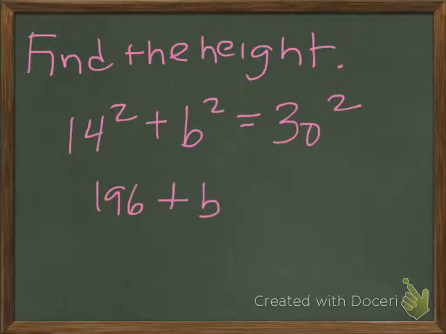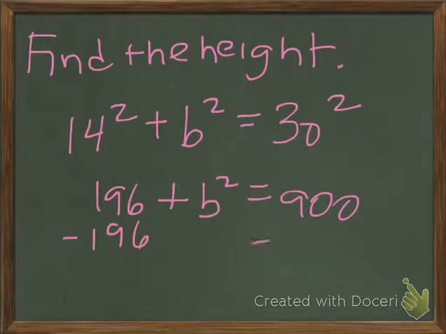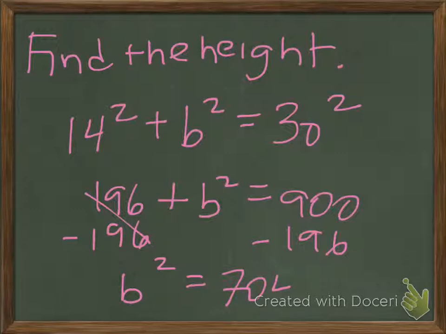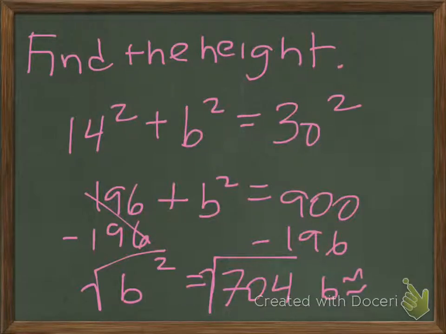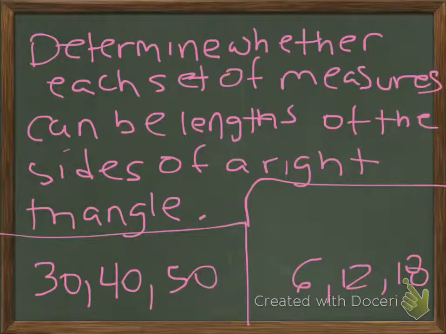We get 196 plus b squared equals 30 squared, which is 900. Subtract 196, and we get b squared equals 704. Again, this is not going to give us a whole number, so we're going to approximate b as the square root of 704, which gives us 26.5. And that's feet.